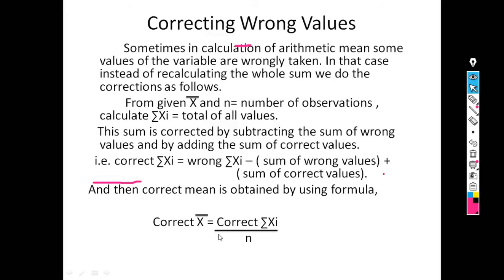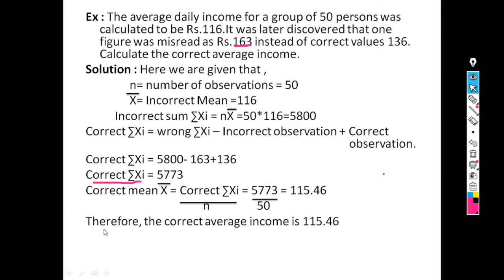Correct x bar is equal to correct summation of xi upon n. So correct mean x bar is equal to correct summation of xi upon n. So correct summation of xi is 5773 divided by 50, which is equal to 115.46. Therefore the correct average income is 115.46.